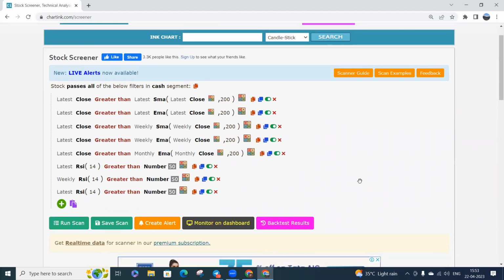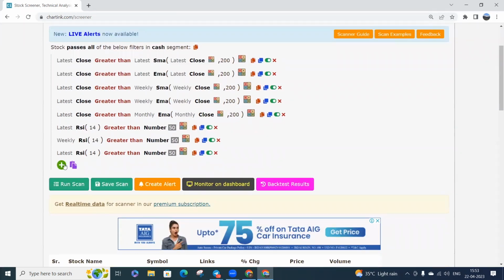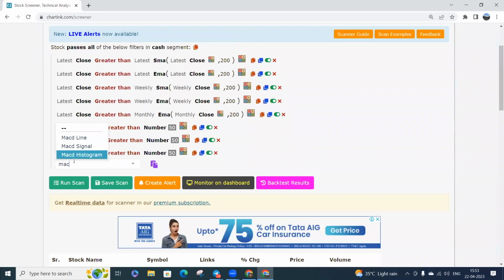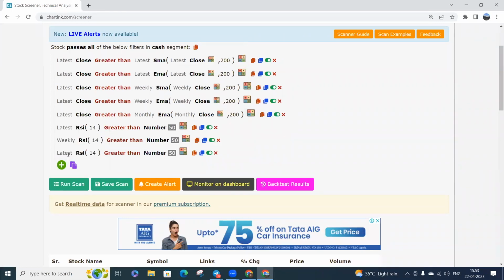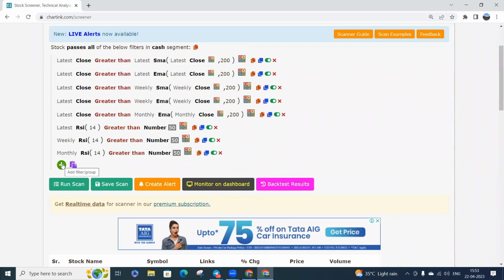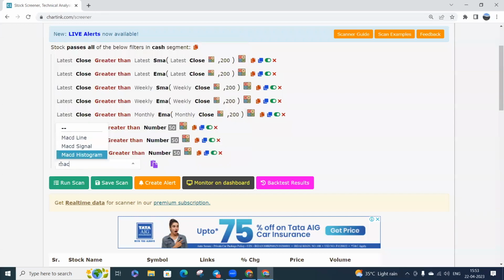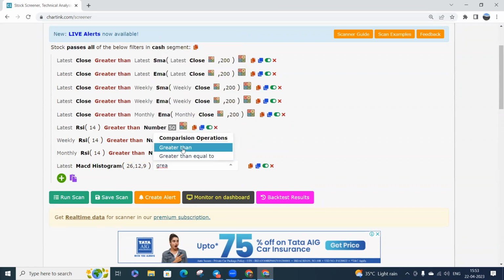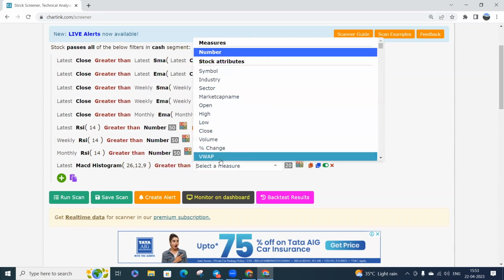Now I'll use the MACD also. Let's have the same MACD also. Sir, why are you using all the MACD and everything? RSI, last one monthly, sir. Monthly. Okay, again the same thing I'm going to do. MACD histogram, it should be the latest, 26. Let it be the same area. Greater than a number.